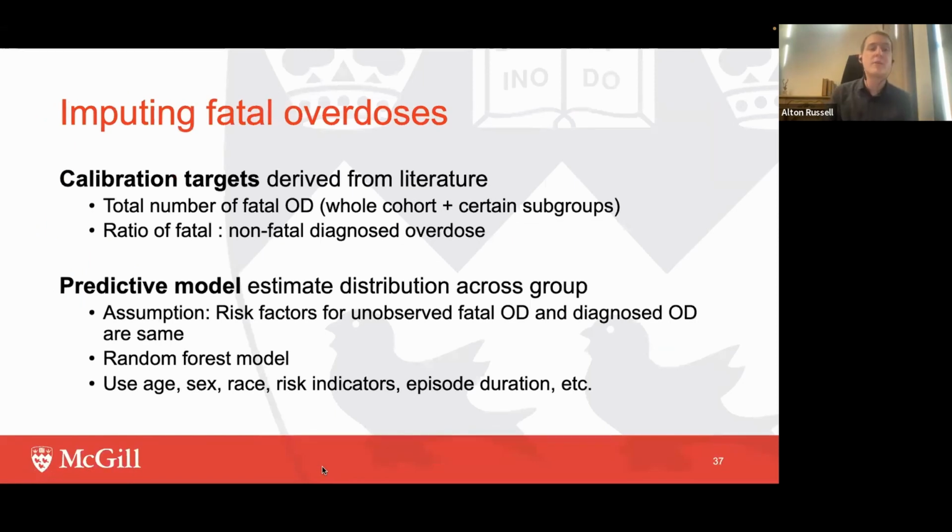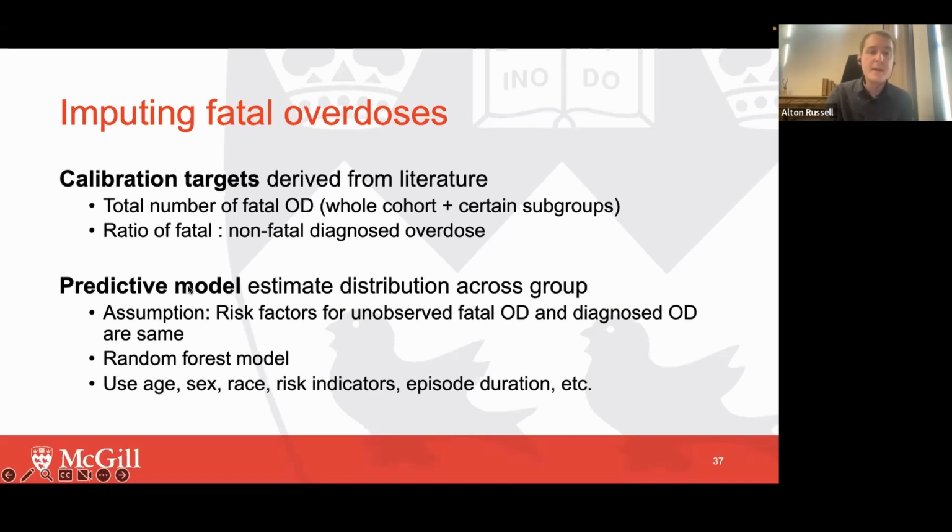In terms of imputing fatal overdoses, I took calibration targets from the literature related to the total number of fatal overdoses. These come from studies with linked data, for example from a prescription drug monitoring program. A lot of states have these programs to monitor who's getting what drugs, for drugs like opioids where there's concern of abuse, and they've been able to link them to vital statistics data and estimate overdose rates. The ratio of fatal to non-fatal overdose was another calibration target I defined from the literature.